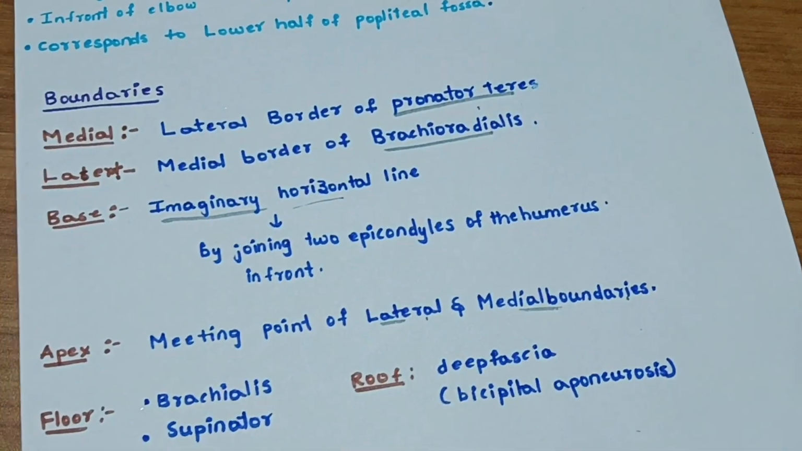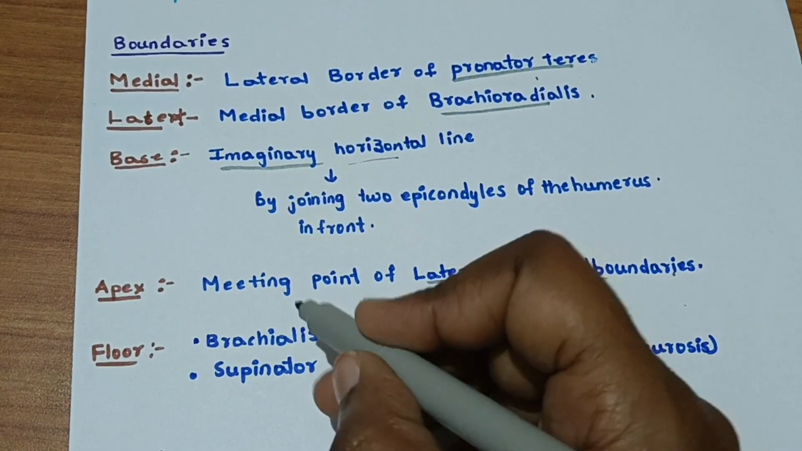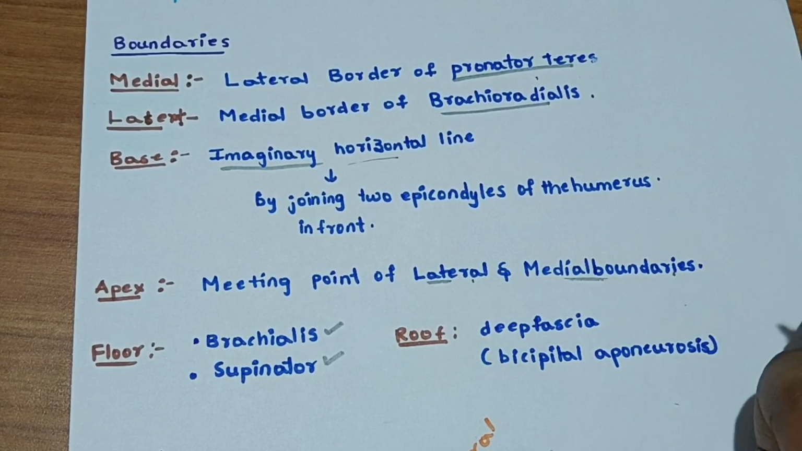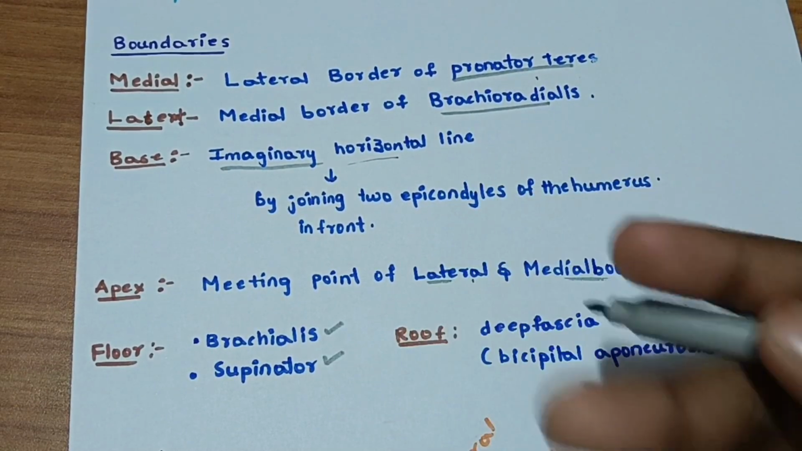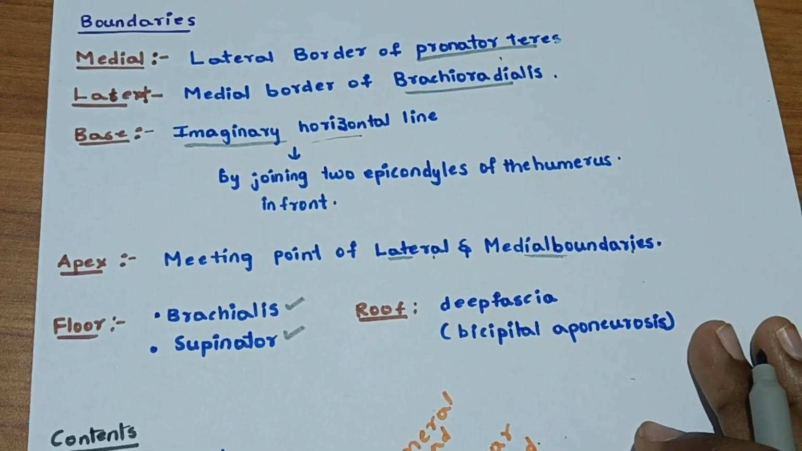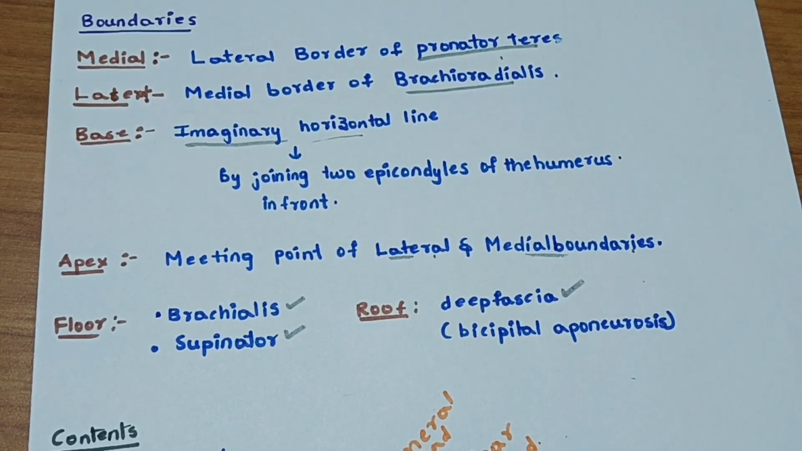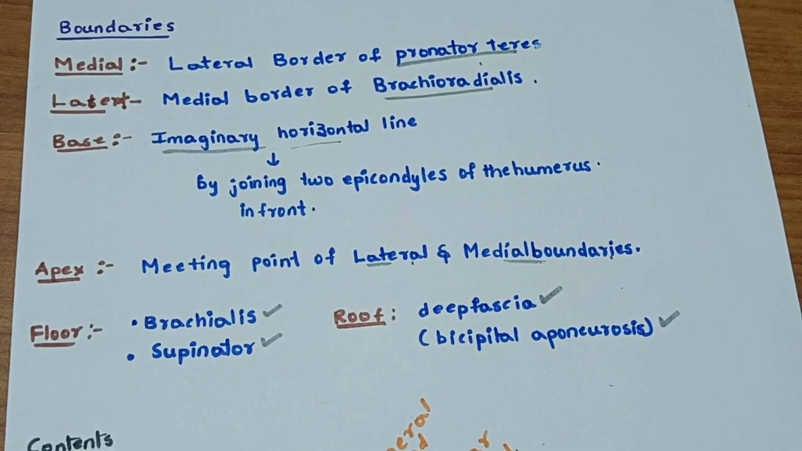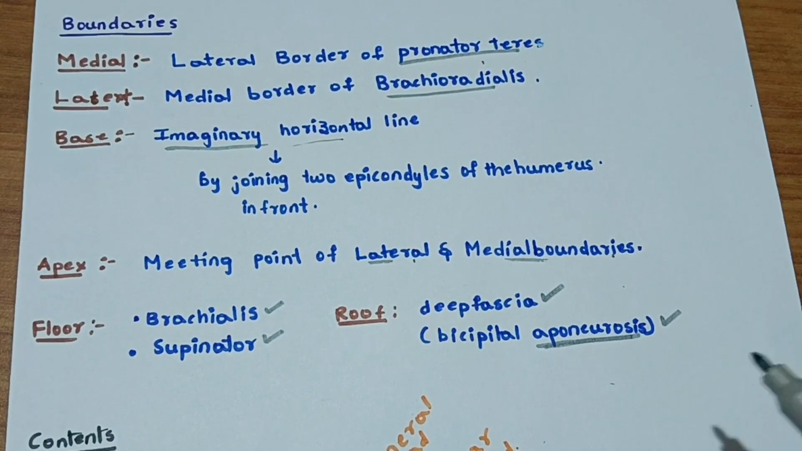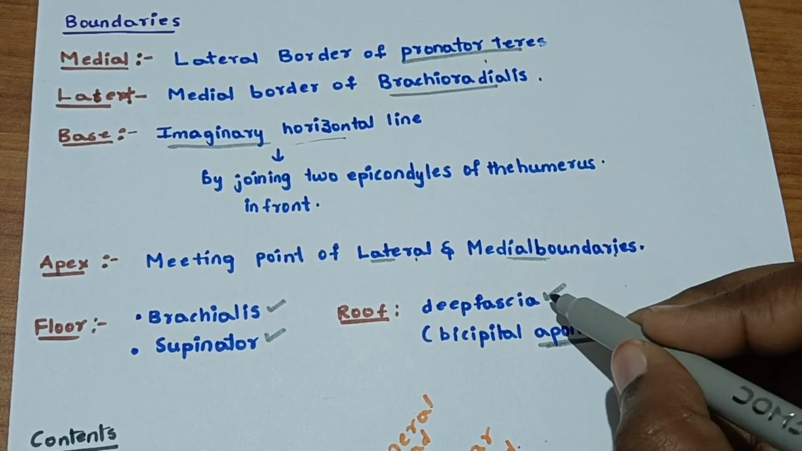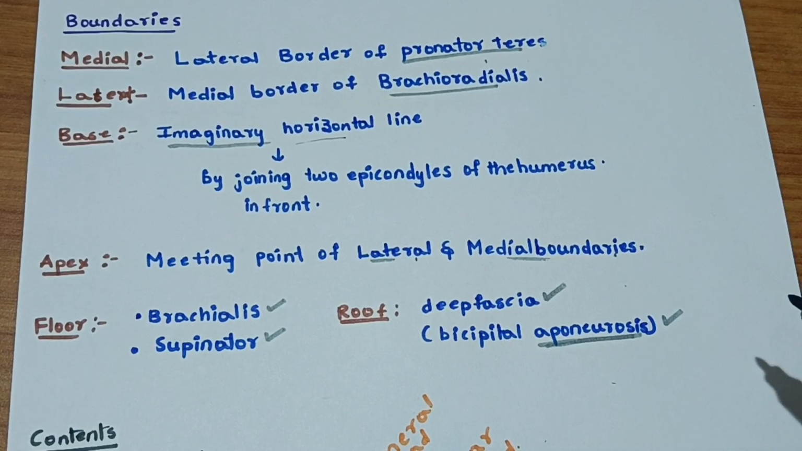Now the floor. The floor is formed by two major muscles, brachialis and supinator, and the roof is formed by deep fascia, that is the bicipital aponeurosis. In the previous lecture, I said that the biceps muscle is inserted not only as a tendon but also as an aponeurosis. So the roof of the cubital fossa is formed by deep fascia, the bicipital aponeurosis.